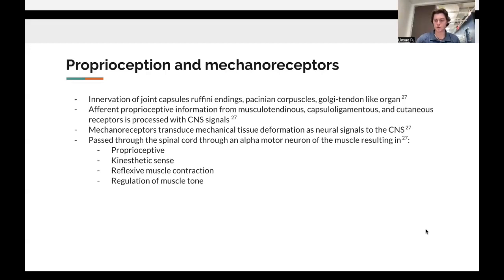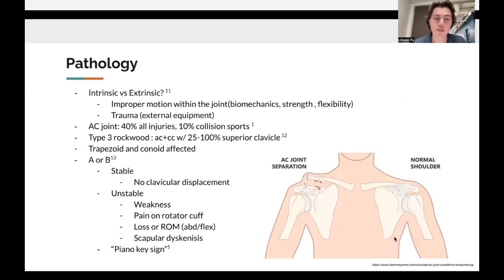All right, guys. For the next section, we're going to be talking about the injury itself and how the ligament is affected. To start us off with the pathology of the injury, as previously mentioned when we talked about the Rockwood classifications, our injury is a type 3 Rockwood, which is specifically an acromioclavicular ligament complete tear with 25 to 100% superior clavicle displacement. In order for it to be more than a grade 3, it would have to be over 100% displacement. So that's why it's rated as a grade 3.